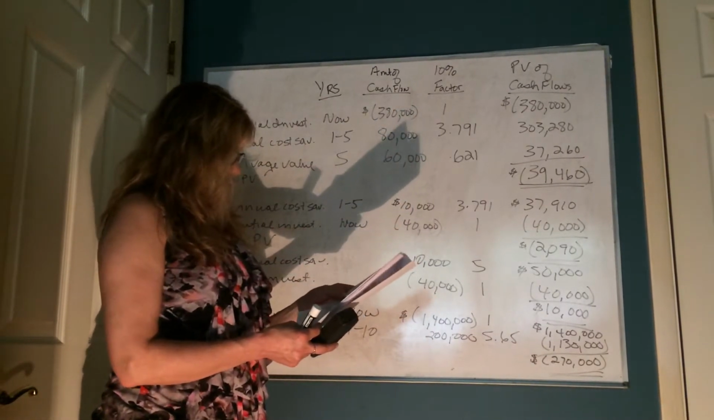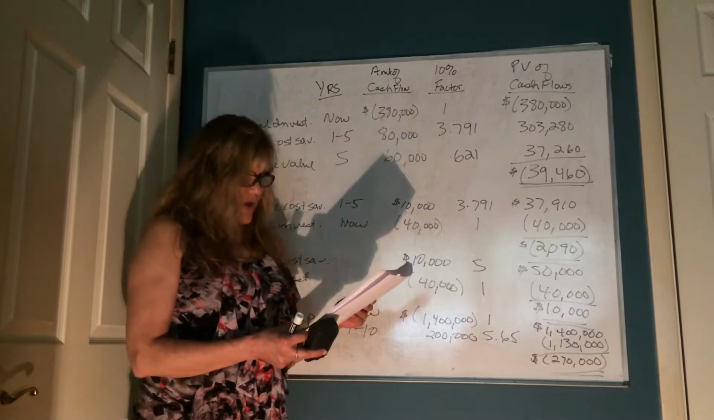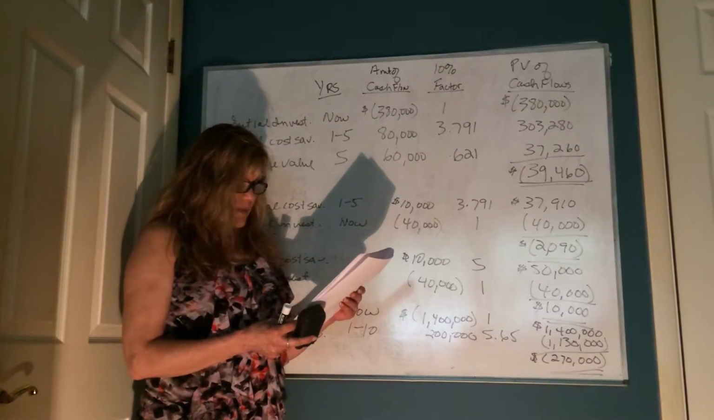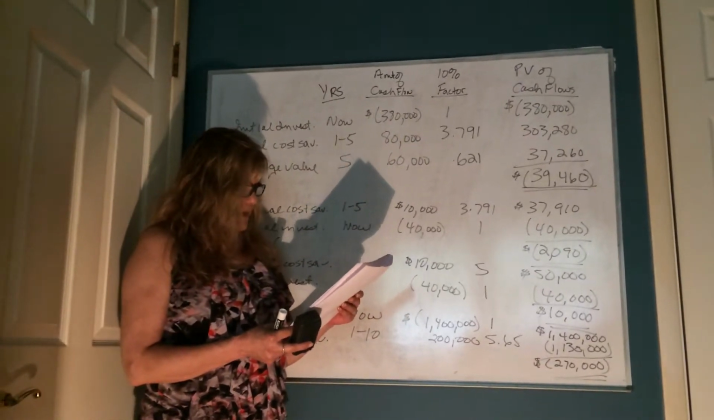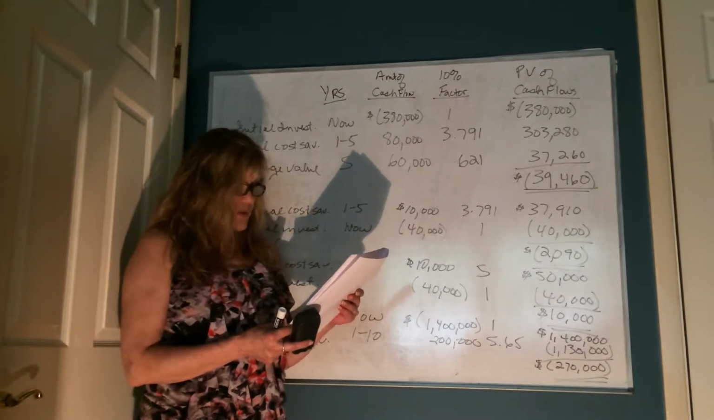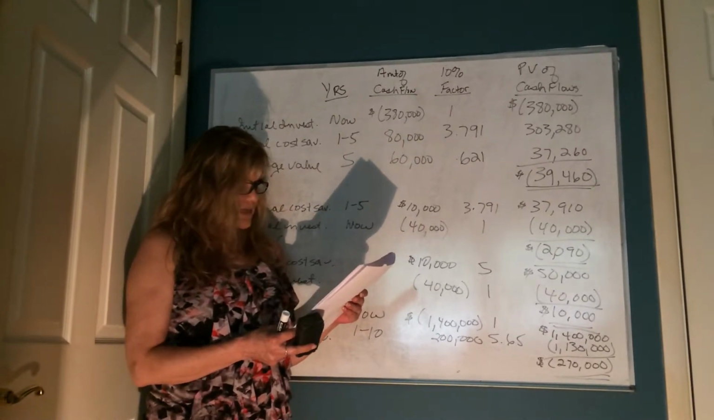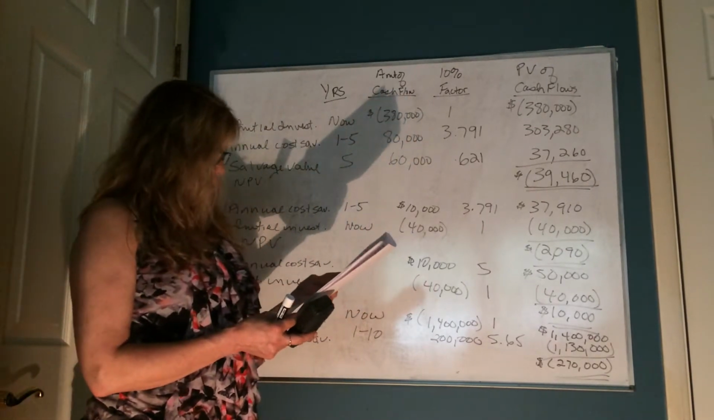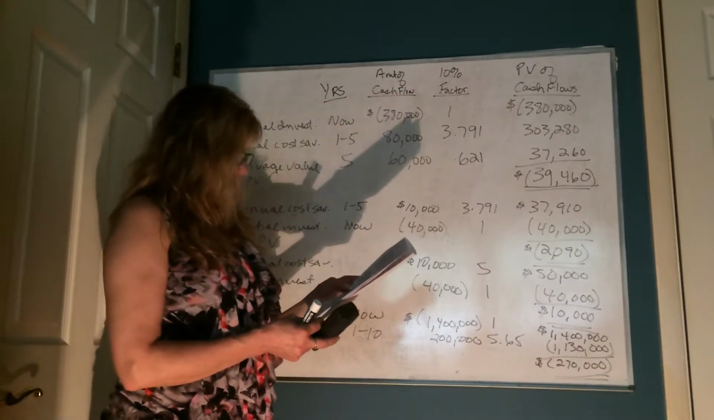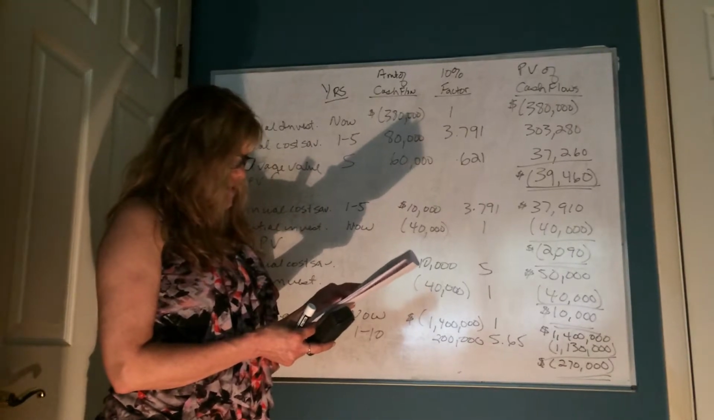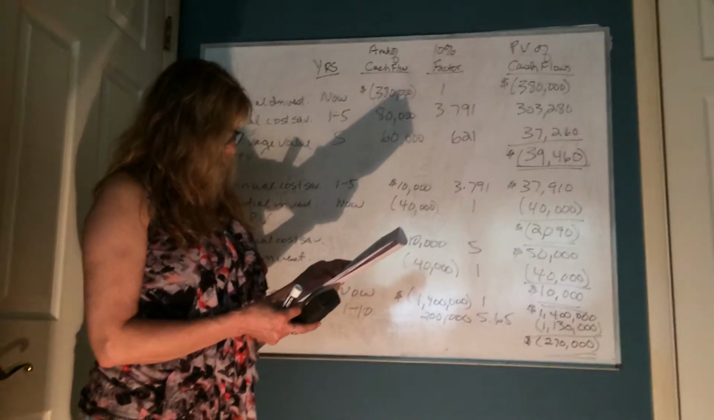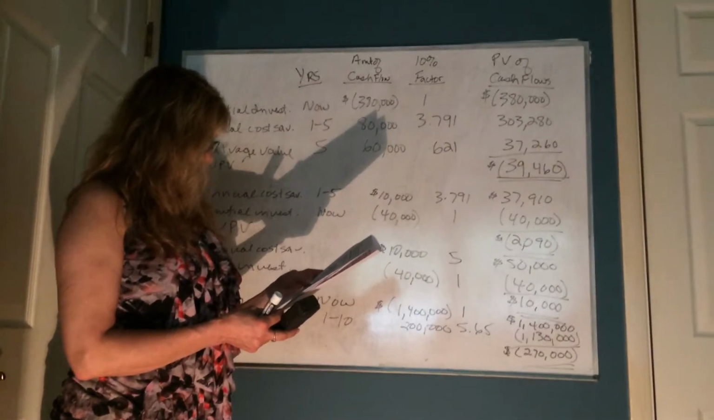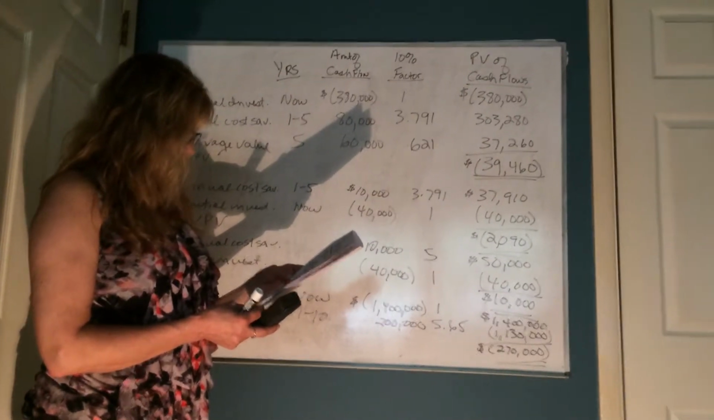Next one, number 2. Bob's is investigating the purchase of automated equipment. Oh, excuse me, I'm sorry. He would save $200,000 each year in direct labor and inventory. The equipment costs $1.4 million and is expected to last 10 years. There's no salvage value. The company's required rate of return is 12% on all equipment purchases.